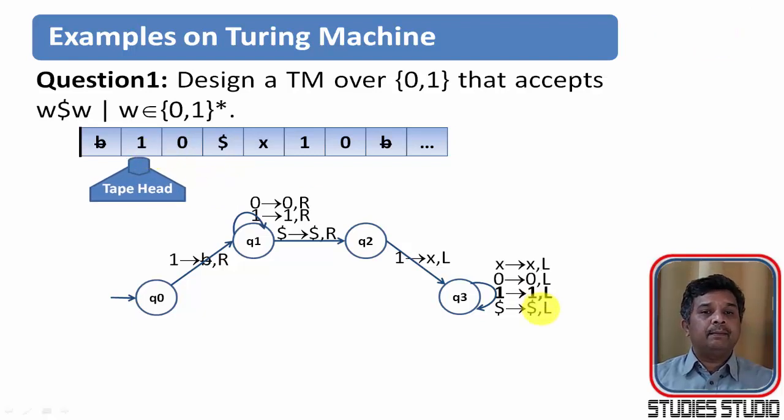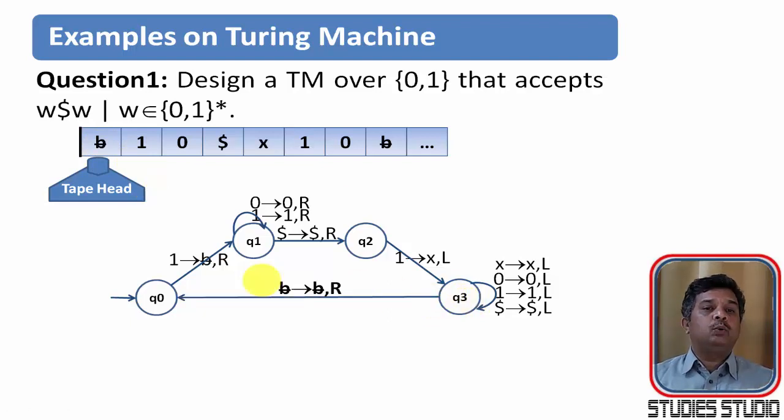The next symbol that I am getting is 1. I'll write 1 onto the tape and then I'll move left. Now the input symbol that I am getting is a blank. I am at state Q3. If I am getting a blank, I'll go to state Q0 and I'll write blank onto the tape and move right.